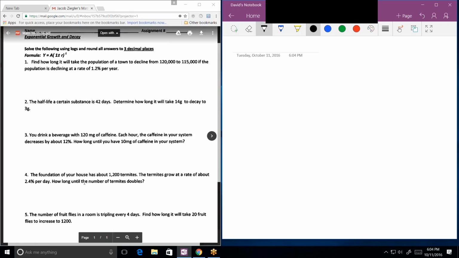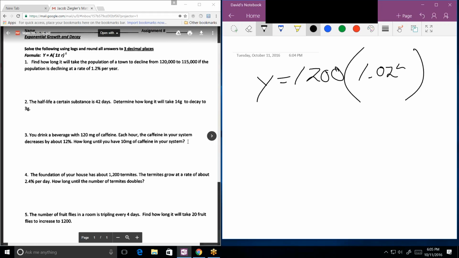Well, let's see about number 4. The foundation has 1,200 termites, so the first thing I can write is 1,200 is A. Termites, this is a growth problem, grow at a rate of 2.4% per day. So what goes in the parentheses? 1 plus 0.024. Oh, yeah. Make sure you don't get your decimal point out of place. There's my equation. In other words, this is a simple one. The termites grow at a rate, how long until the number of termites double?